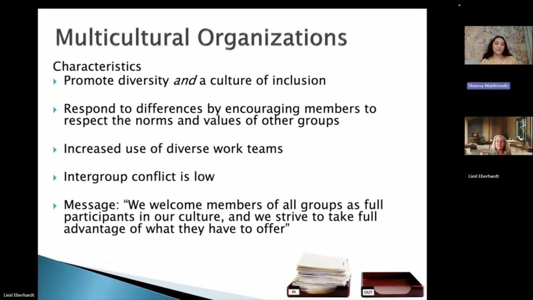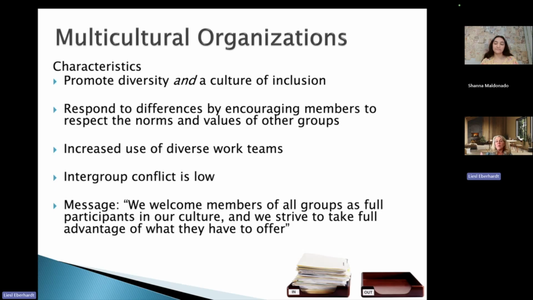And so in multicultural organizations, they go further. They promote both diversity and genuine culture inclusion. Differences get handled by encouraging everyone to actually respect other groups' norms and values, not just assimilate. So these organizations make greater use of diverse work teams, and intergroup conflict tends to run low. The message shifts to we welcome members of all groups as full participants and we strive to take advantage of what they have to offer.